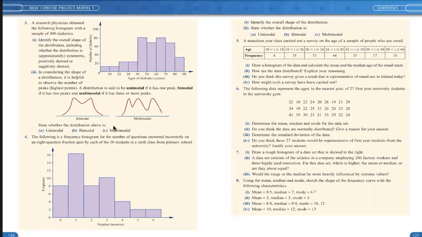So you can see there just the diagrams. There's the bimodal representation that I was talking about, so that has two values that occur most often. To the right is called multimodal. In other words, if it's more than two, it's multimodal. You can also have data that has no mode.